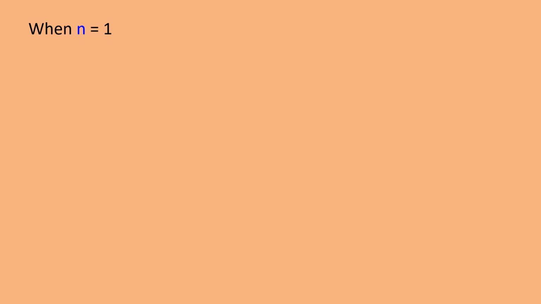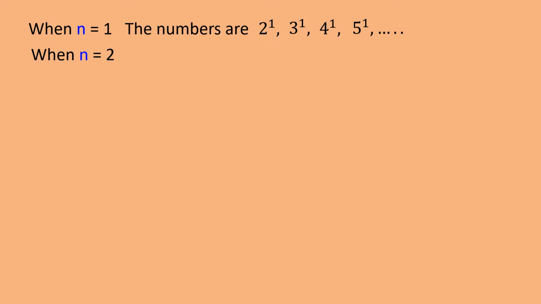Let us take n equals 1. So the numbers are 2 raised to 1, 3 raised to 1, 4 raised to 1, 5 raised to 1 and so on. You can see that the index is 1, that is an integer. Let us take one more example. When I take n equals 2, what will the numbers become? 2 square, 3 square, 4 square, 5 square and so on. That means we are finding the square of the numbers when only 2 is given.